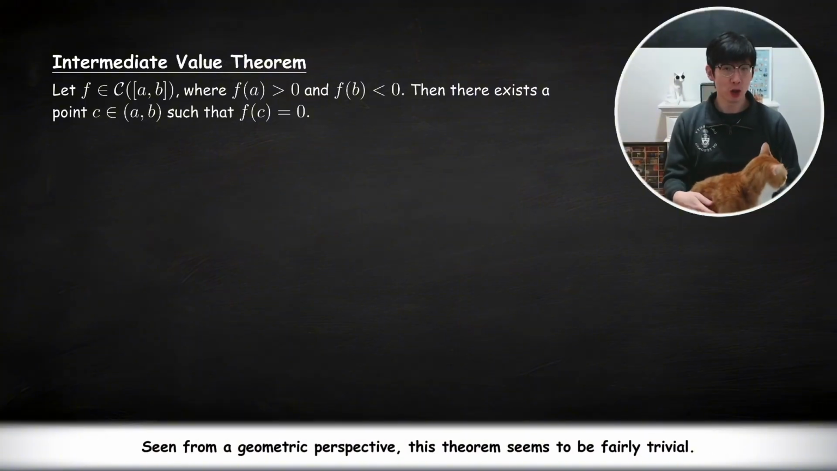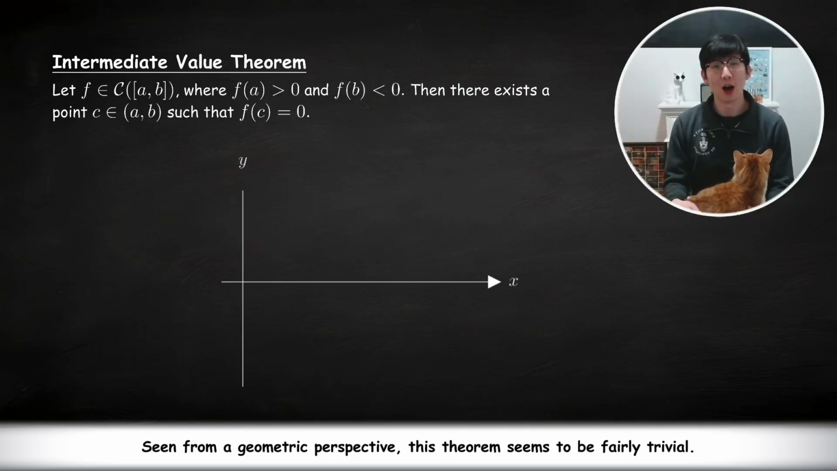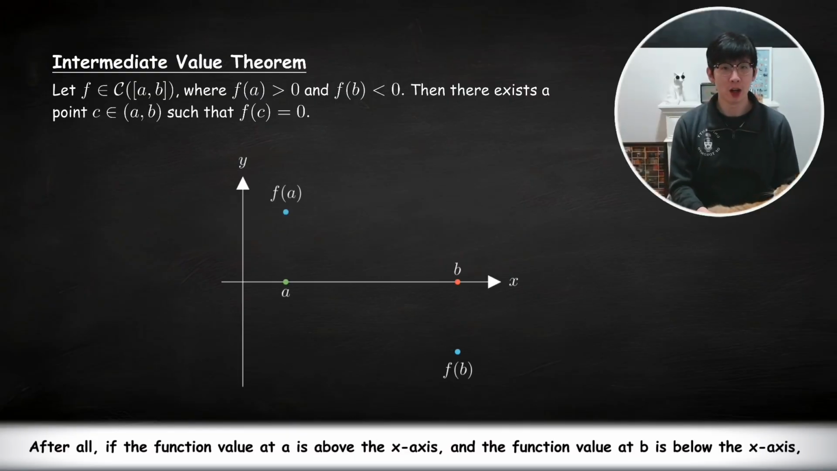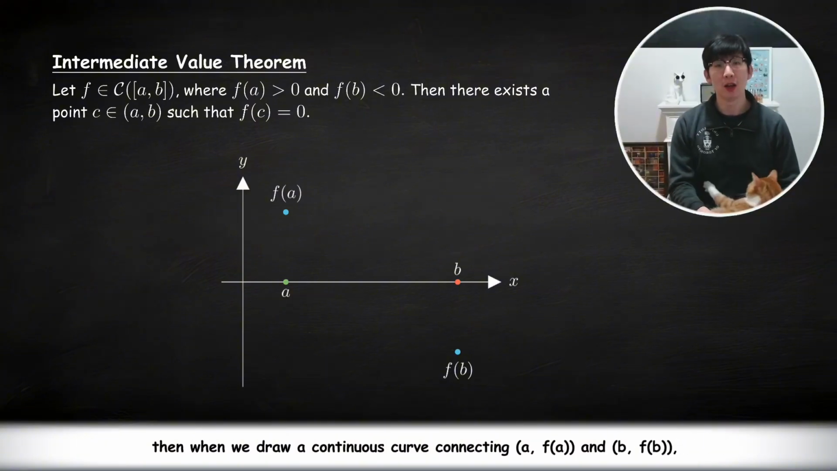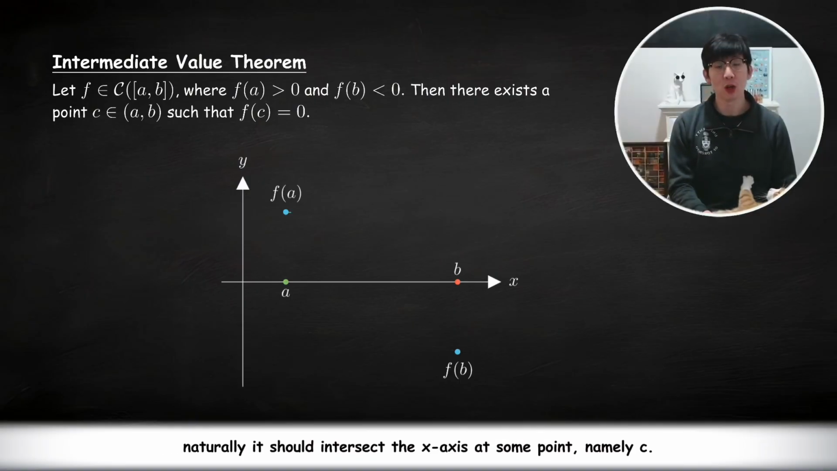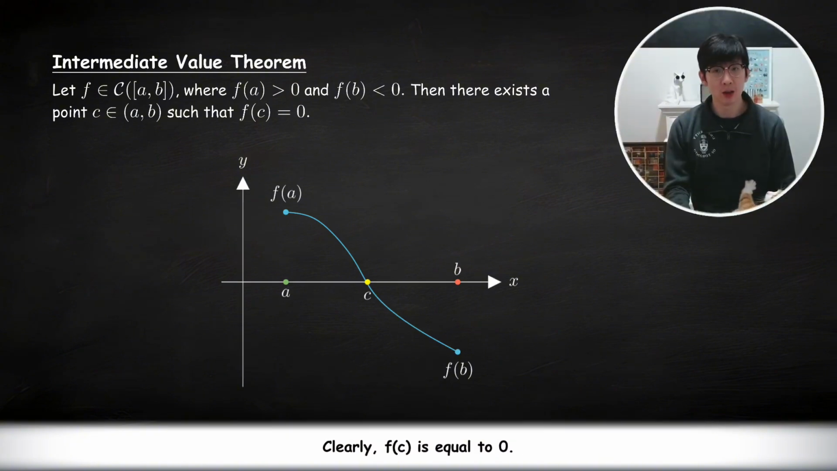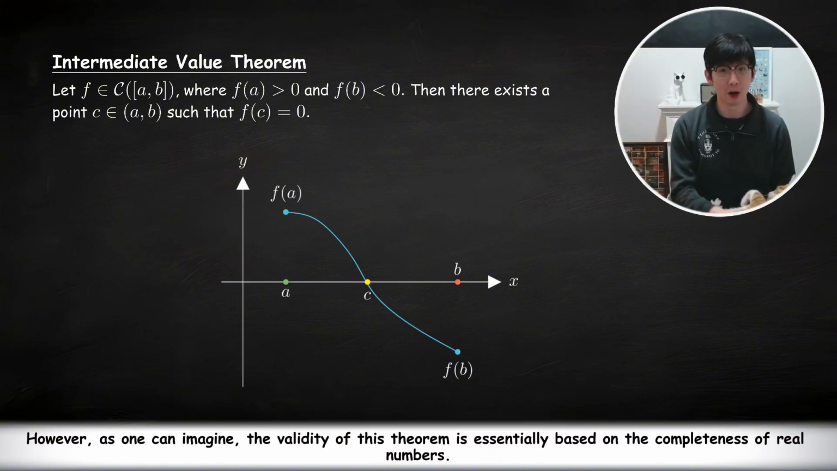Seen from a geometric perspective, this theorem seems to be fairly trivial. After all, if the function value at a is above the x-axis, and the function value at b is below the axis, then when we draw a continuous curve connecting (a, f(a)) and (b, f(b)), naturally, it should intersect the x-axis at some point, namely c, and clearly f(c) is equal to 0.